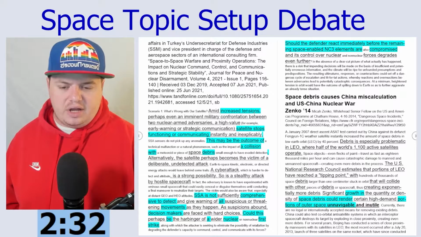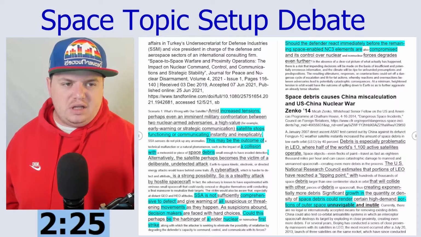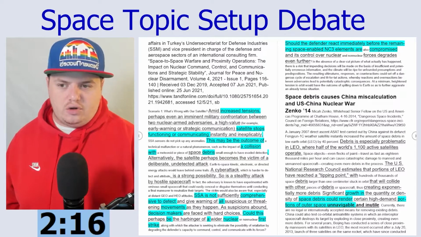SSA is not comprehensive enough to detect all movements. Decision makers ask, could this be a nuclear first strike? Should the defender react immediately before the remaining space-enabled NC3 elements are compromised? And space debris causes China miscalculation and U.S.-China nuclear war.